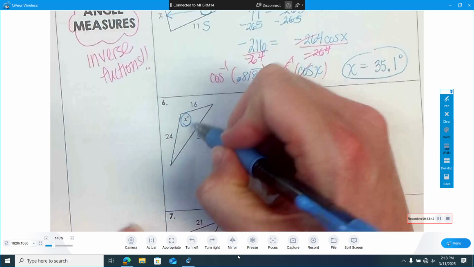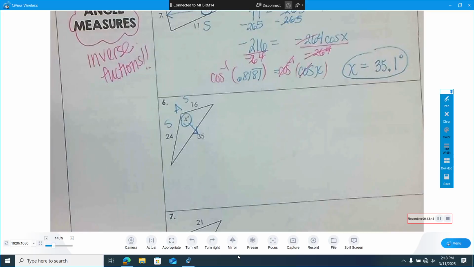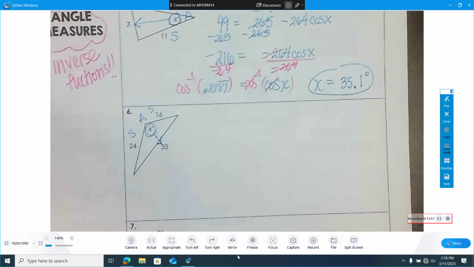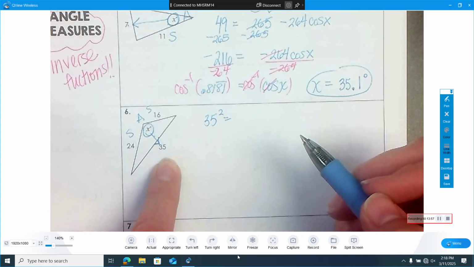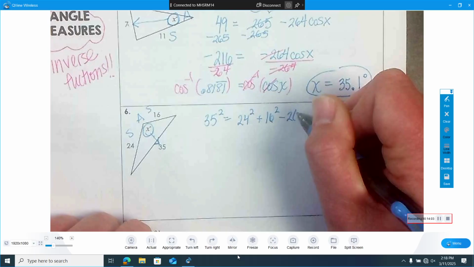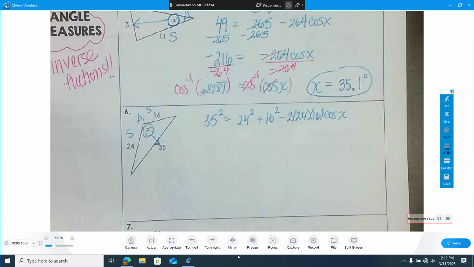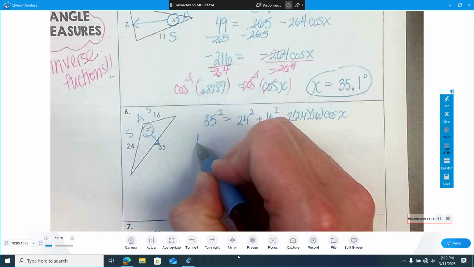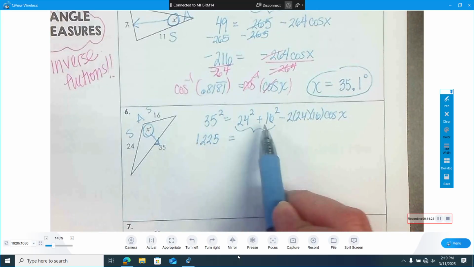We have our angle x, and the opposite side is 35. I still have side angle side info here, so I'm using law of cosines. What should my formula start with? 35 squared. Good. So 35 squared equals side squared plus side squared minus twice the product of those sides times the cosine of our angle x. What is 35 squared? 1225, gracias.